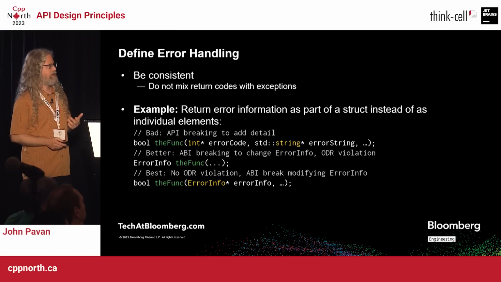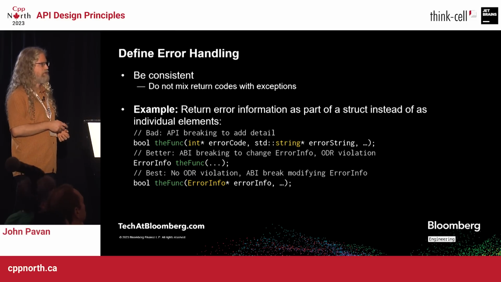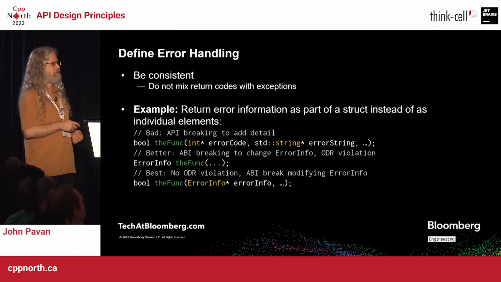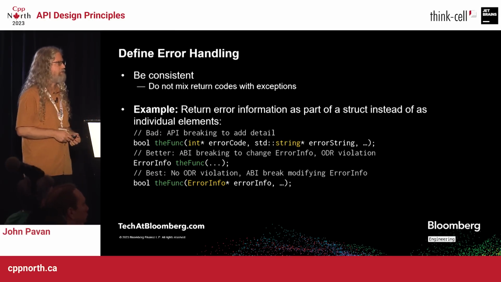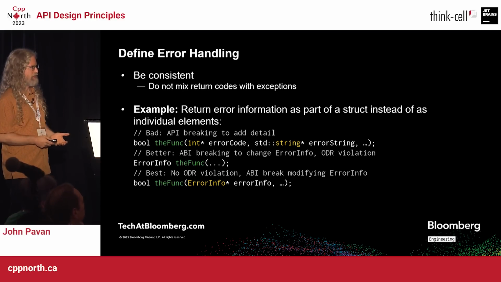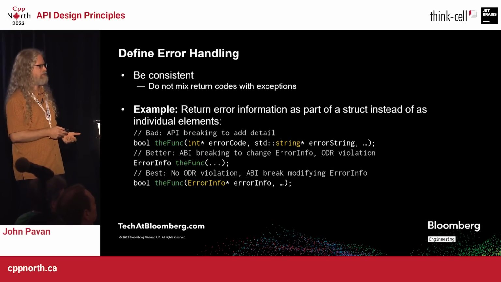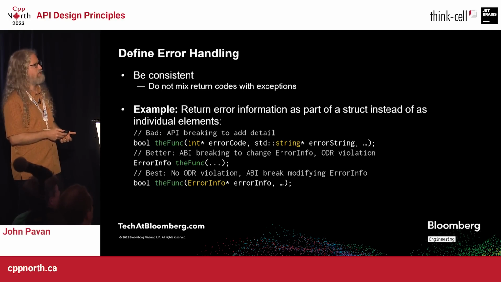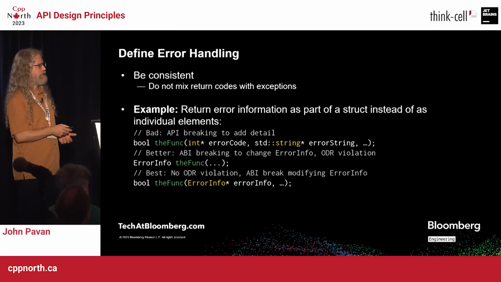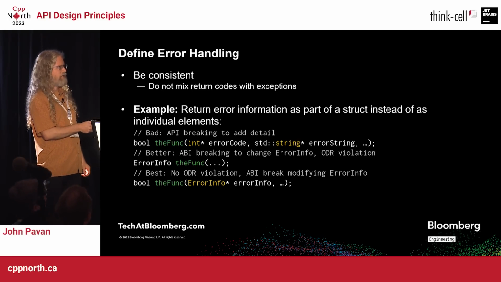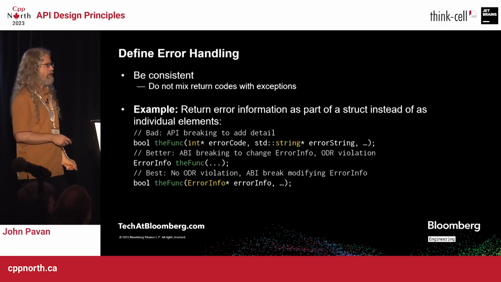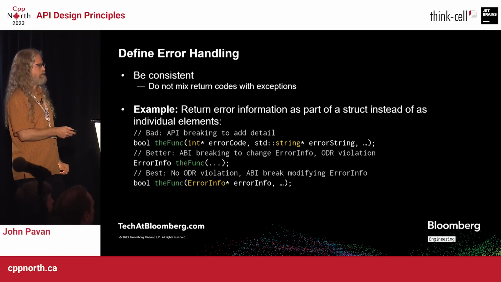So for example, if you had a function that returned a Boolean for success or failure, and on failure, you're supposed to check an error code and an error string that were being populated. This isn't the best way to do it. Basically, if you need to change something like adding an error source, then you end up having an API breakage. It is somewhat better to take the error code and the error string and maybe the error source or other error information and put that into a structure that you might call error info. And then you can have the function just return an error info.